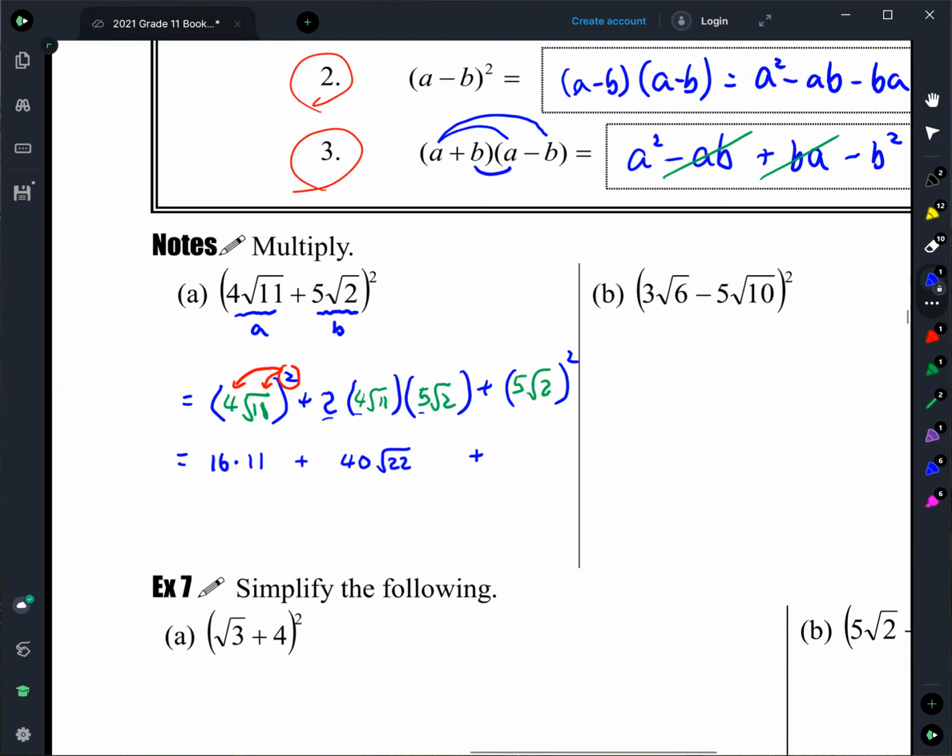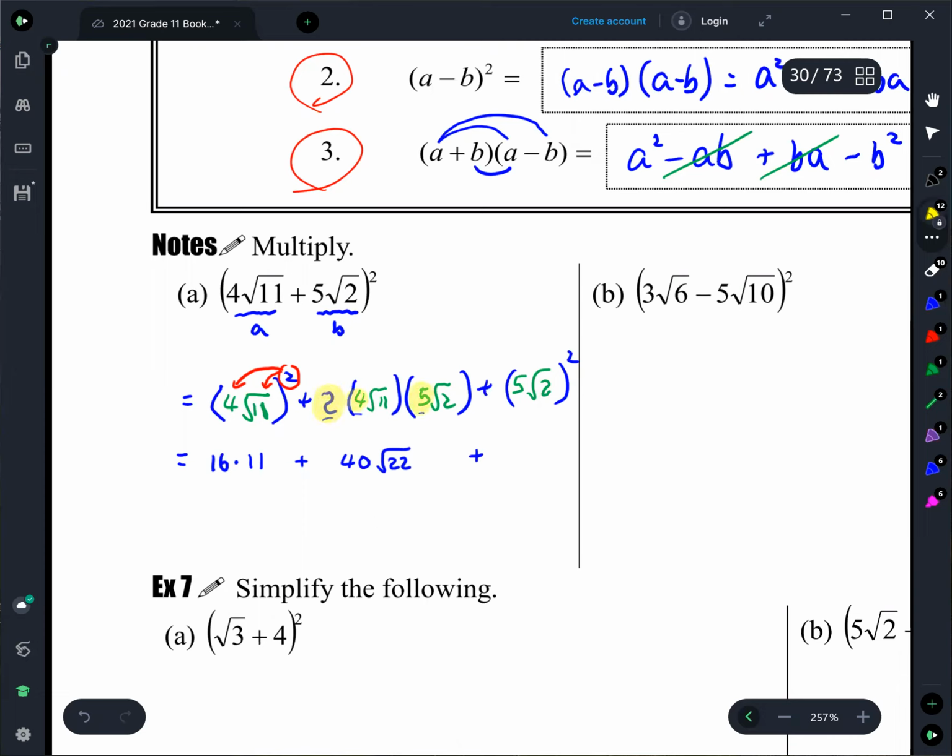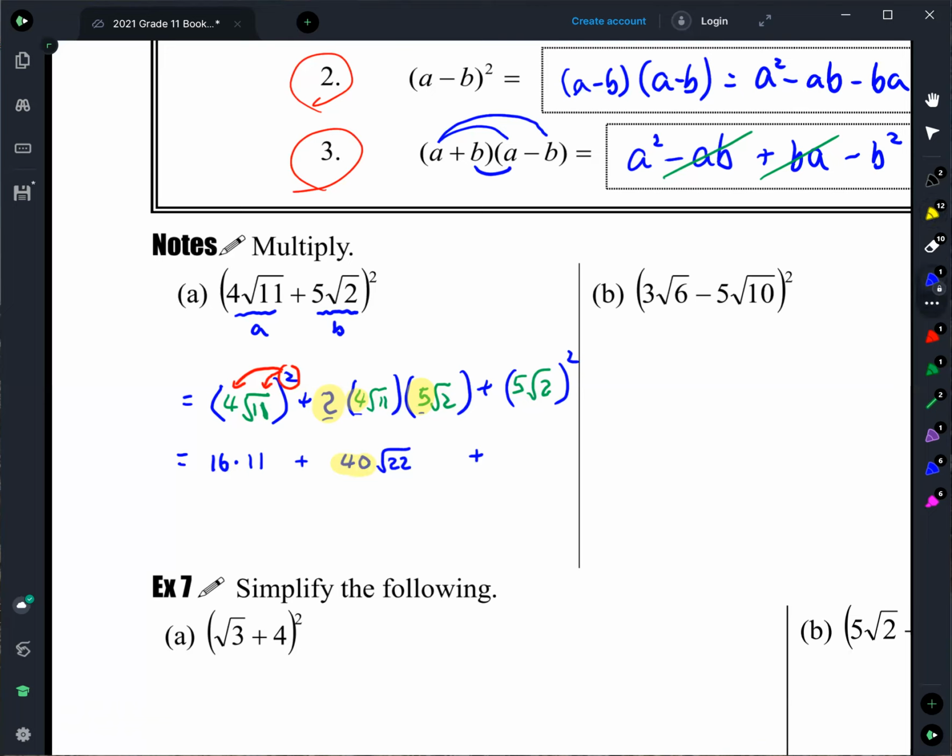I have a question. Yeah, Tony? How did you get the 40? Okay, all the outside numbers, I'll highlight it. You have the 2, you have 4, you have 5. What's 2 times 4? 8. Times 5? Oh, 40. That's right. Okay, all the outside numbers times each other and the inside numbers times each other. Okay, then can you do the third one, Tony?